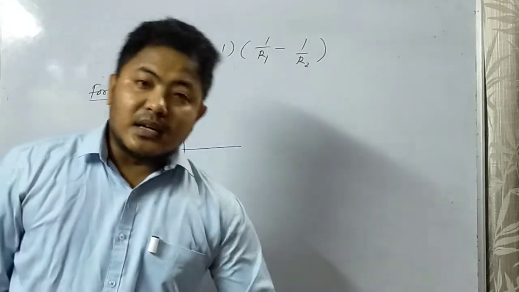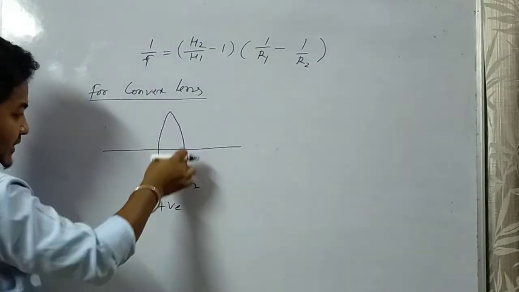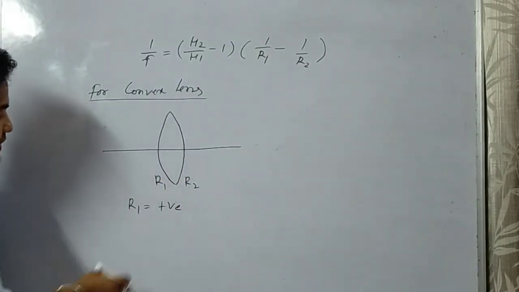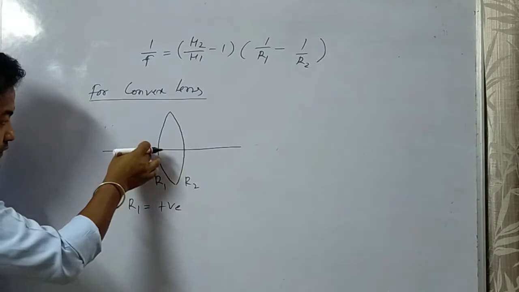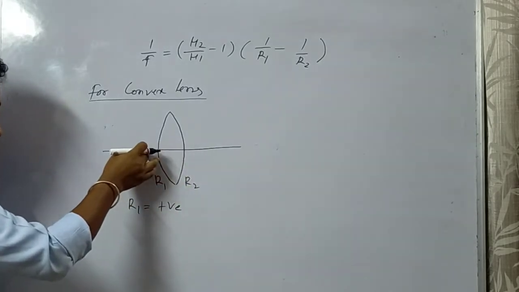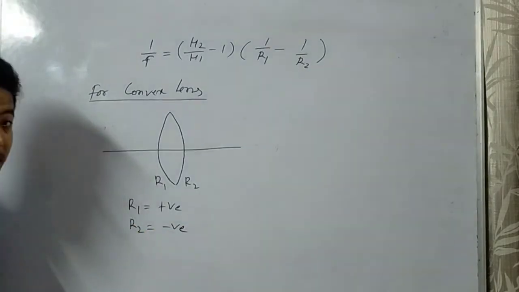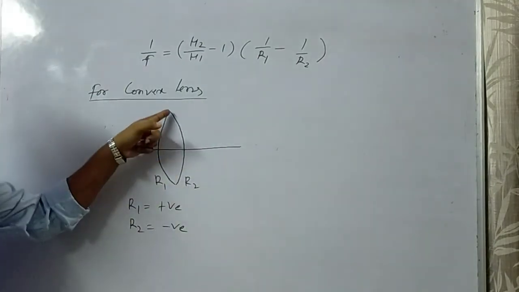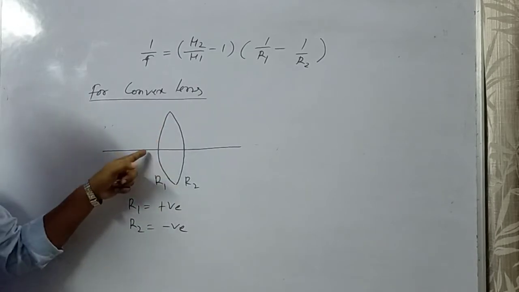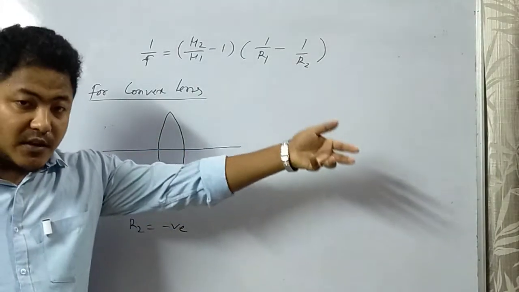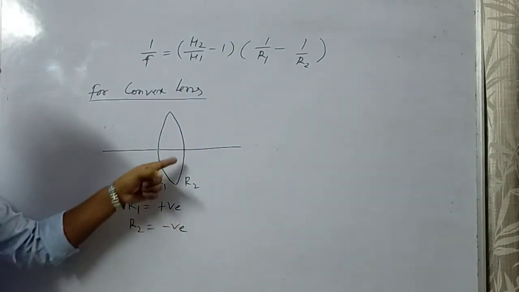Is that clear? Similarly, in case of the second spherical surface, this is the surface, and this will be the radius of curvature. That means the radius of curvature is going to be to the left side. So R2 is going to be negative. Are you getting my point? The radius of curvature for the first spherical surface is positive because it is on the right side, and for the second spherical surface, the radius of curvature will be considered negative because it is on the left side.